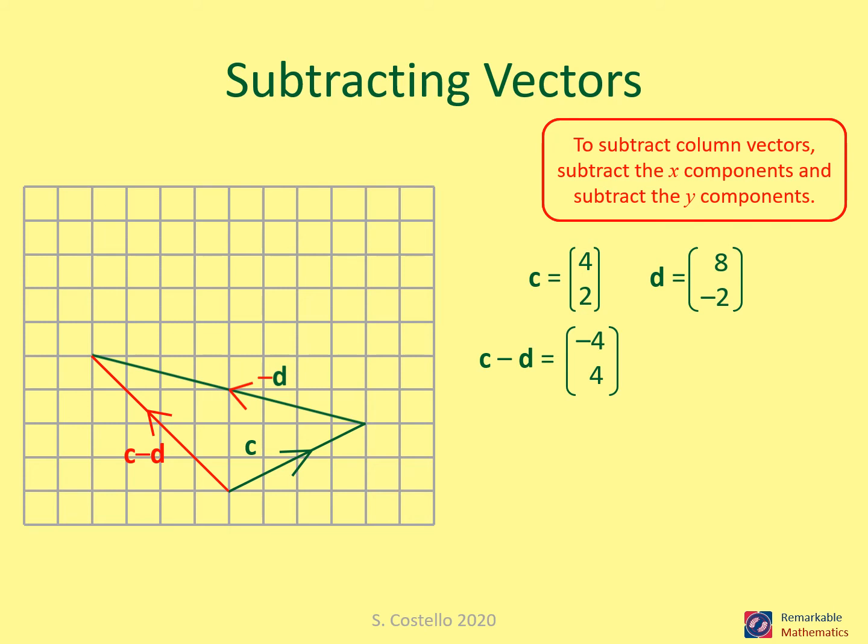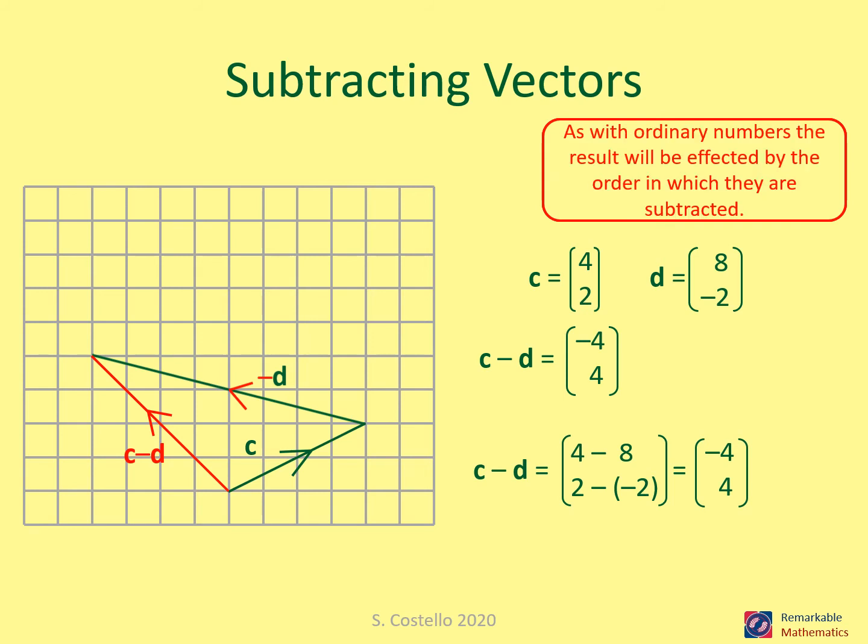Again, to subtract column vectors, we subtract the x components and subtract the y components. If we now do that numerically, we'll see that we end up with the same column vector. But as with ordinary numbers, the result will be affected by the order in which they're subtracted, in the same way that 4 minus 2 is not the same as 2 minus 4.